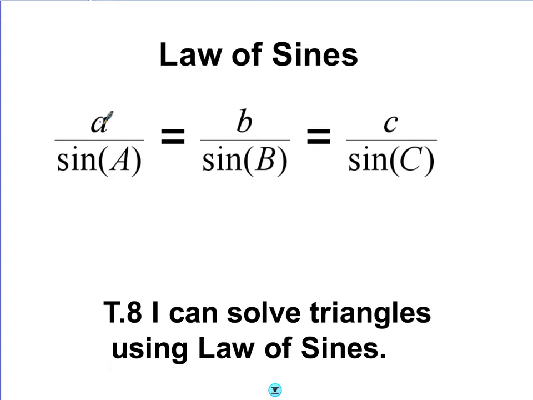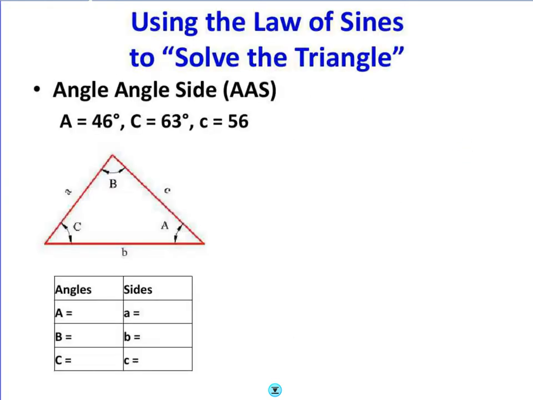So here is the law of sines. The measure of a side over the sine of that angle is a ratio that is equal for any of the three angles in a triangle. So here's what it looks like. You're given a triangle, and here they gave us angle A, angle C, and side C. So I'm going to fill that in over here. Angle A is 46, angle C is 63, and side C is 56.